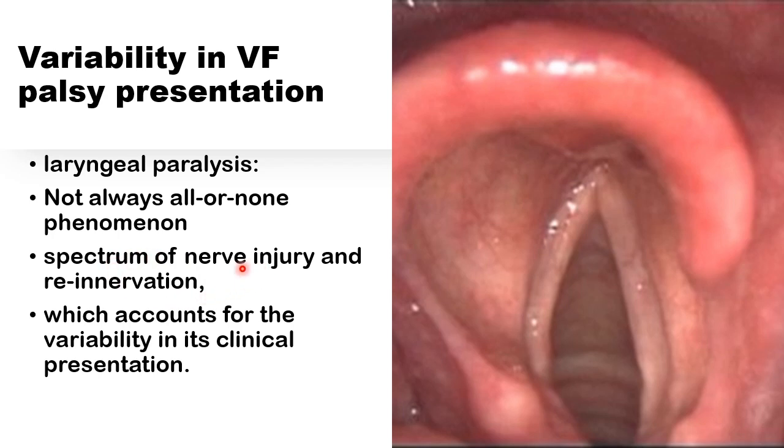So there is a spectrum of nerve injury. It's not always total injury of the nerve, total nerve damage. Sometimes or often it is actually partial, and there are always some attempts at compensation and frequently some attempts at re-innervation. And this would account for the variability in the clinical presentation, the position of the vocal fold, the range of movements and residual function.